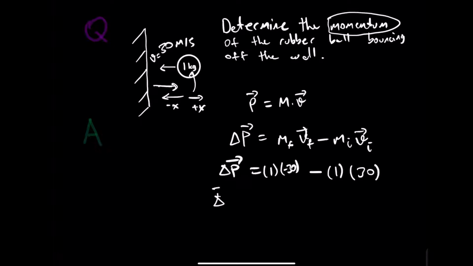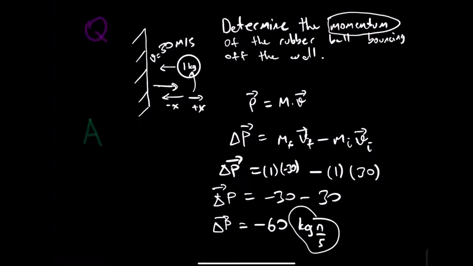So let's find the numbers. Negative 30 minus negative 30, and we get negative 60 kilograms meters over seconds as the answer. Or you can denote it by newtons times seconds.